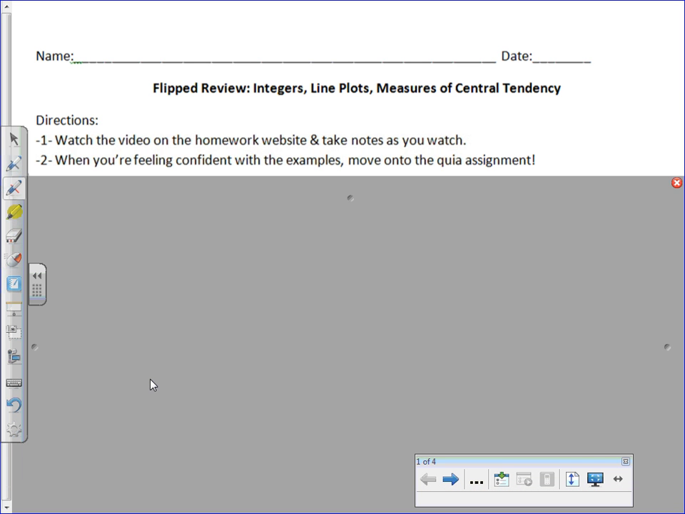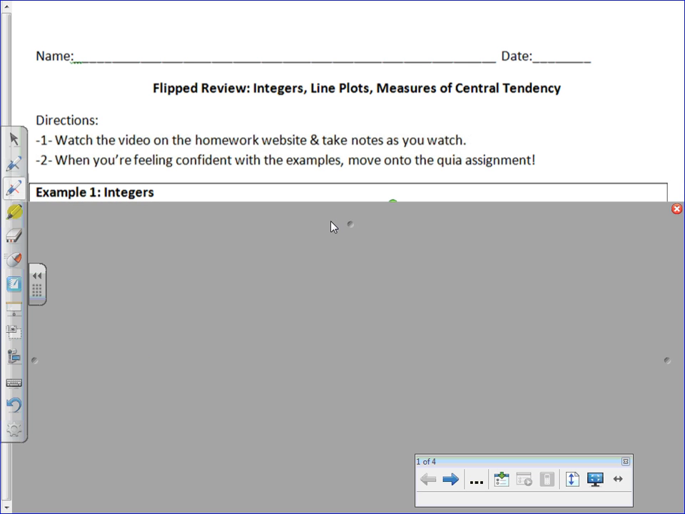Hi there. In tonight's flipped review, we will be going over integers, line plots, and measures of central tendency. First, you need to watch the video, and any notes that I jot down in this video, you should write down on your template that you received in class. Then, when you're feeling confident, you can move on to the KIA. Let's get started with integers.